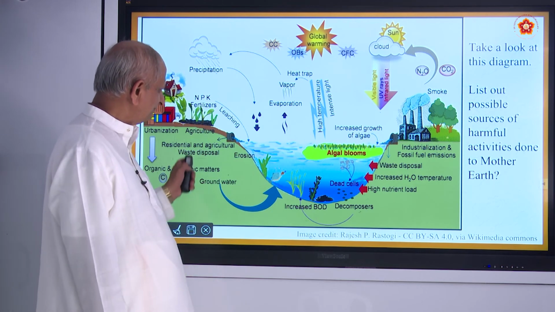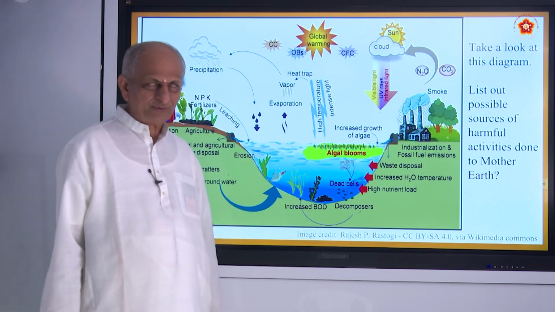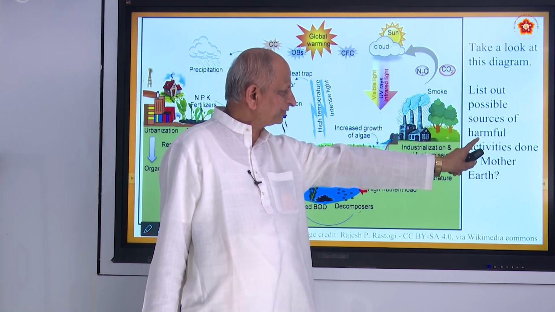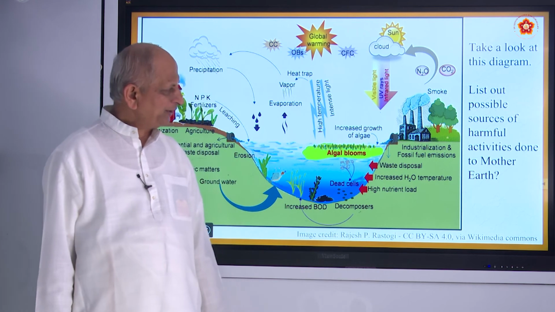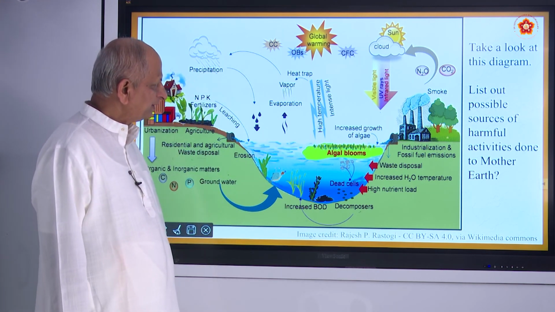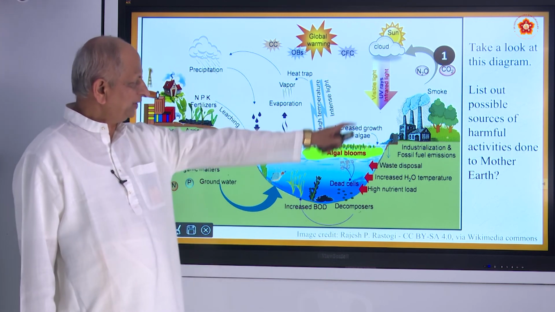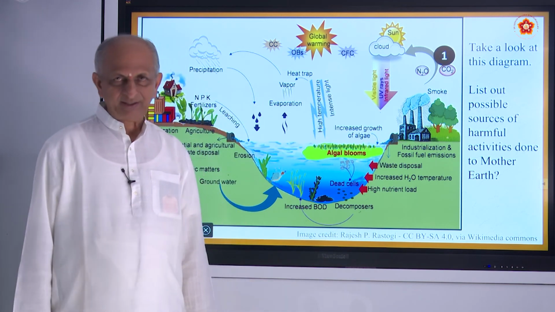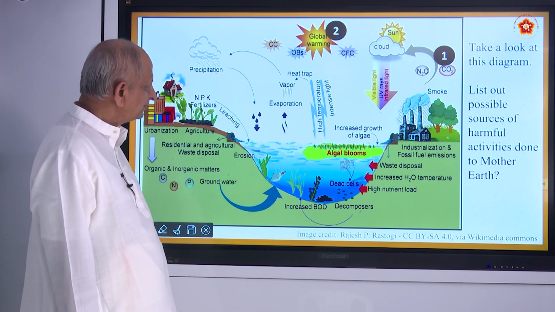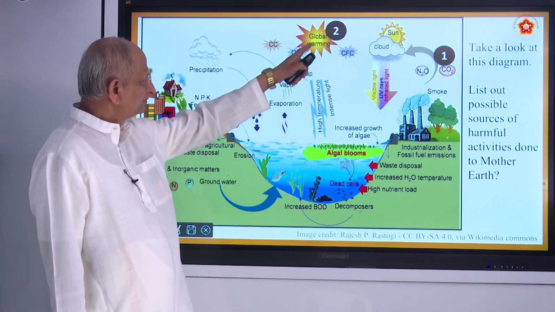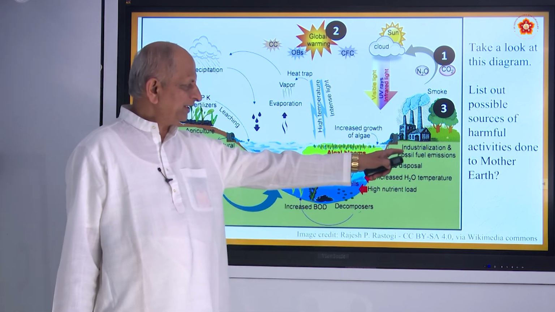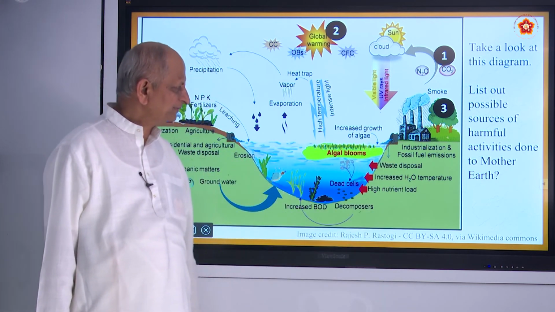Now here is one diagram. You can do it yourself afterwards. Just look at this diagram. List out possible sources of harmful activities done to Mother Earth. So this is the diagram. Now what are the questions? First one you can see here. You must write it in your own words. Second one. Very second one, it's here. Global warming. Third one. The industrial and fossil emissions.